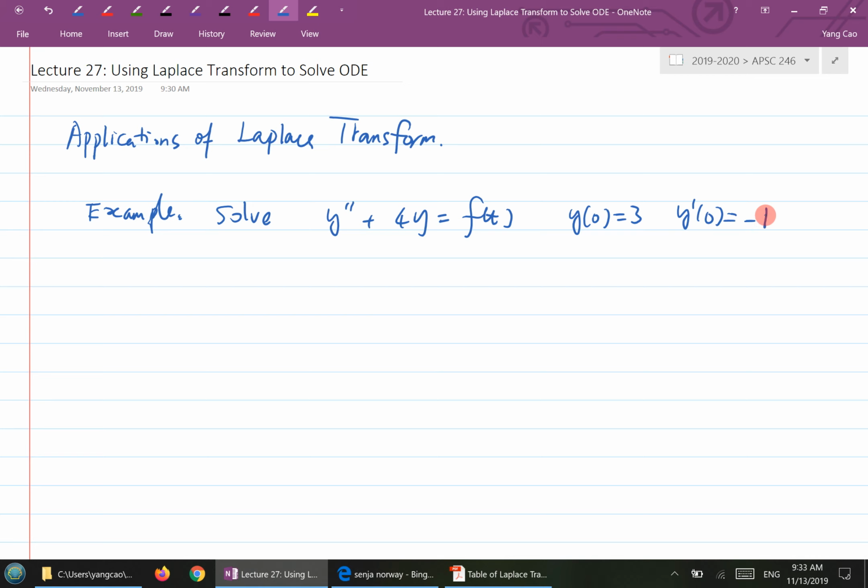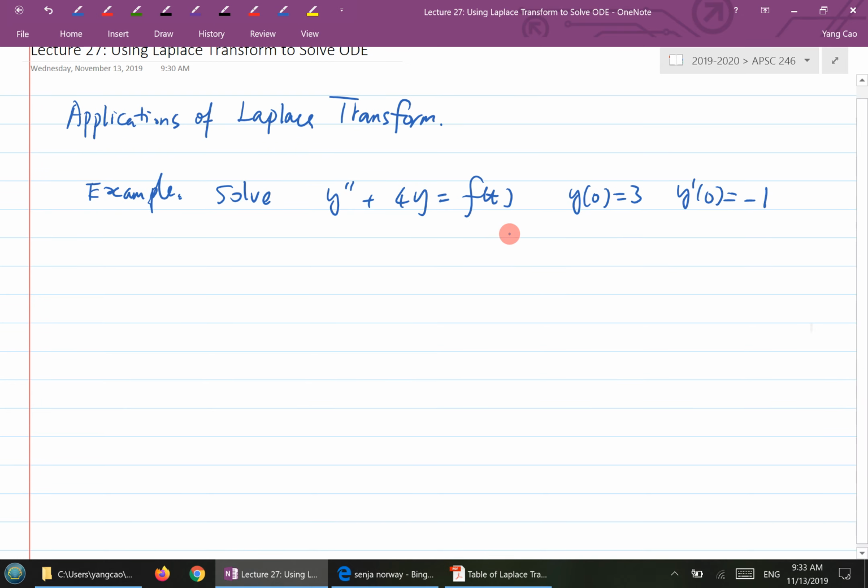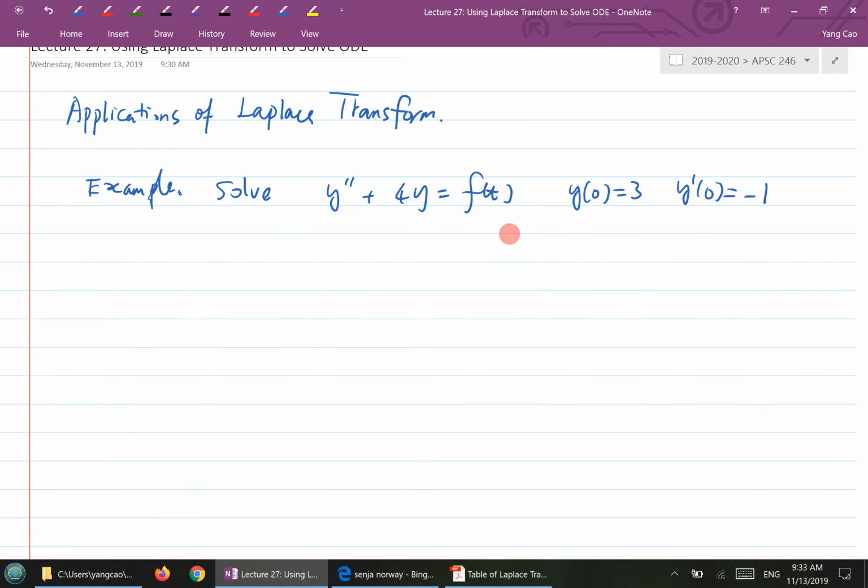So here is a non-homogeneous ODE because f of t is present here, and a couple of initial conditions are given. So how do I solve this? I'm purposely leaving f of t here as a general function, without giving it a specific value. Now we're going to solve this using a Laplace transform. In particular, we're going to use some properties here. So this is what we're going to do.